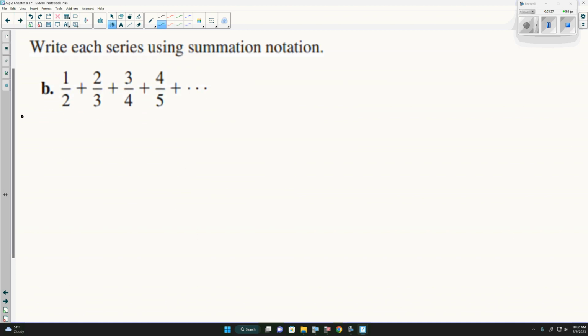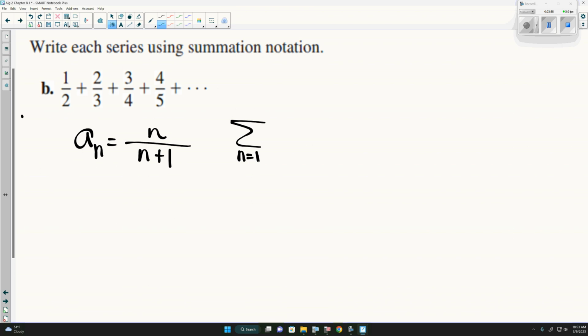Now this one here, guys, focusing. The rule for this one is going to be n over n plus 1. So the rule for this sequence here, to get each term in the sequence, is given to us by a sub n is equal to n over n plus 1. Now to write it in summation notation, our starting point is going to be our first term, n equals 1. That's the first place we start.